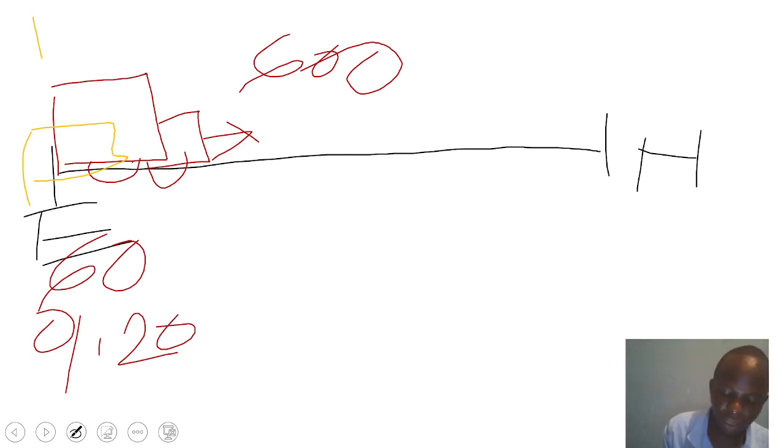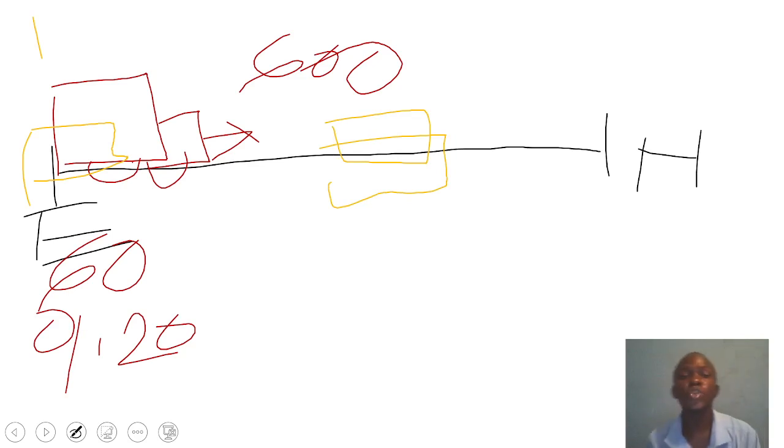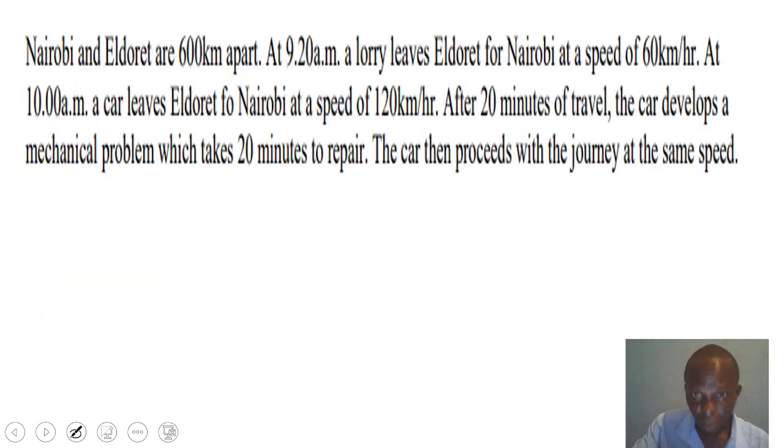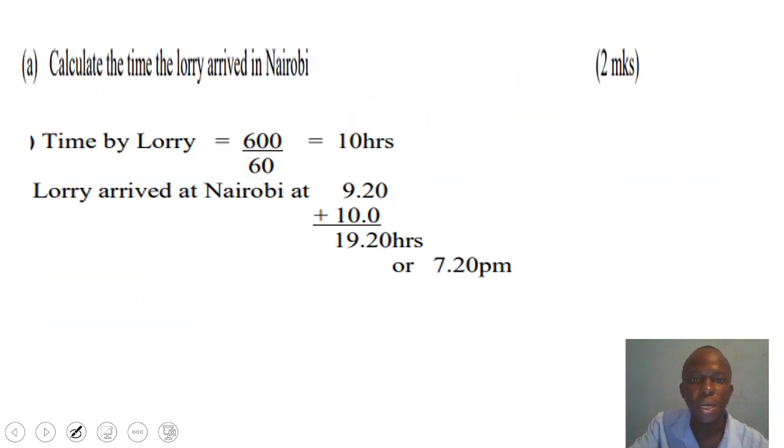Now, you just note that at some point, these two bodies are going to overtake one another towards Nairobi. They are all moving towards Nairobi. After 20 minutes of travel, the car develops a mechanical problem which takes 20 minutes to repair. The car then proceeds with the journey at the same speed. Now let us go to the problems at hand. Calculate the time the lorry arrived in Nairobi.